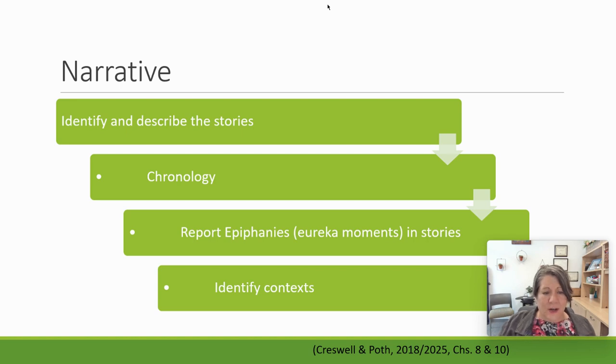So let's look at narrative. So the first thing you're going to want to do in narrative is identify and describe the stories that you are finding and lay out the chronology. You might even create a figure that's a timeline. An important thing that often comes out in narrative are some sorts of epiphanies or eureka moments that the people who are telling the stories have, and that's going to be important to include. And then you also want to describe the context.